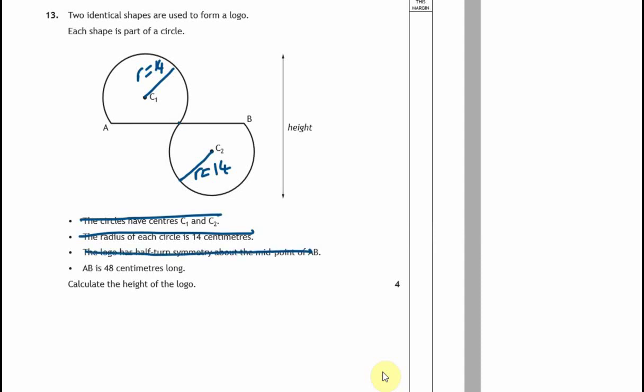Okay, so I know that the length from, where am I going to write this? I'll write it up here. 48 is the distance from here to here, A to B. Calculate the height of the logo.